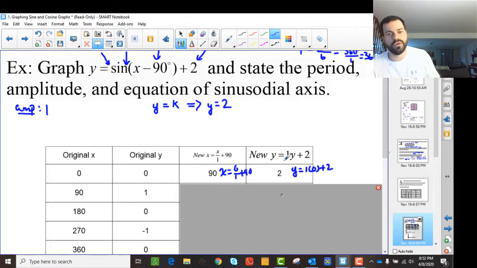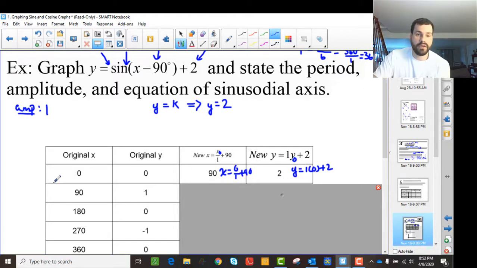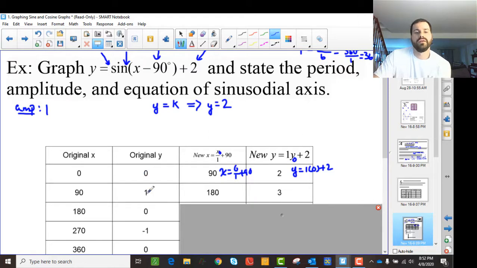I'm just plugging in the old y value, right? I just changed this x to 0 so you can see what I mean. And I'm just dividing by b and adding 90. So 90 divided by 1 is 90, plus 90 is 180. And 1 times 1 is 1, plus 2 is 3. Okay, so I'm just plugging them in.